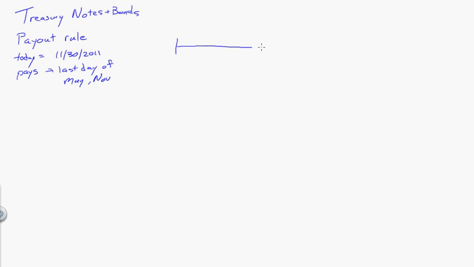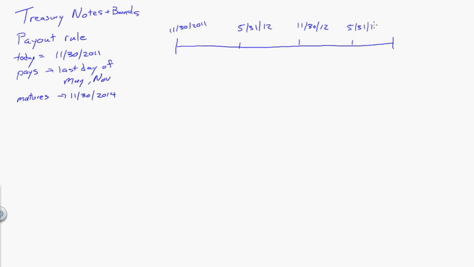So we need to draw a timeline. It'll be something like this. So this is 11/30/2011, and the question now is, when does this thing mature? So let's say that it matures November 30th, 2014. So if that's the case, it's going to pay May 31st, 2012, November 30th, 2012. It doesn't pay May 30th, right? Because the last day of May is the 31st. It's going to pay May 31st, 2013, November 30th, 2013. I'll tell you what, let's make this easier. Let's just say that it matures in 2013. So we just have 4 payments.